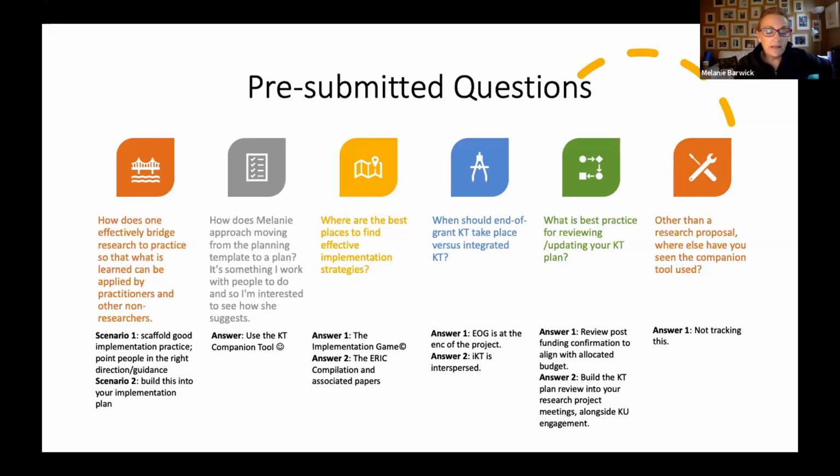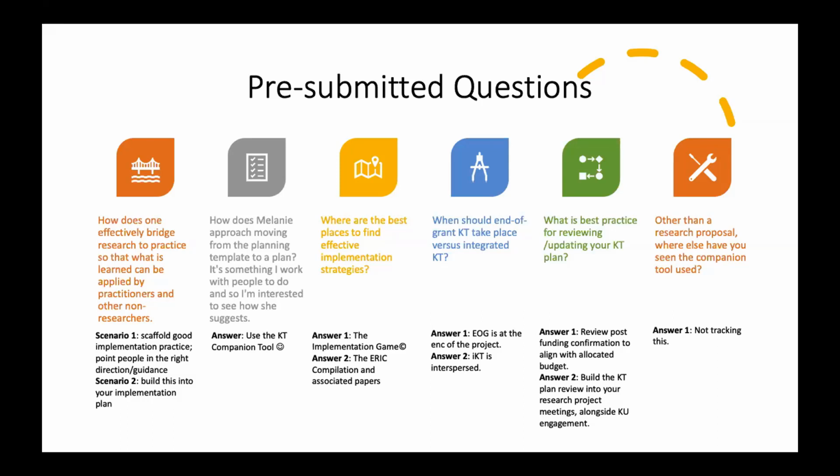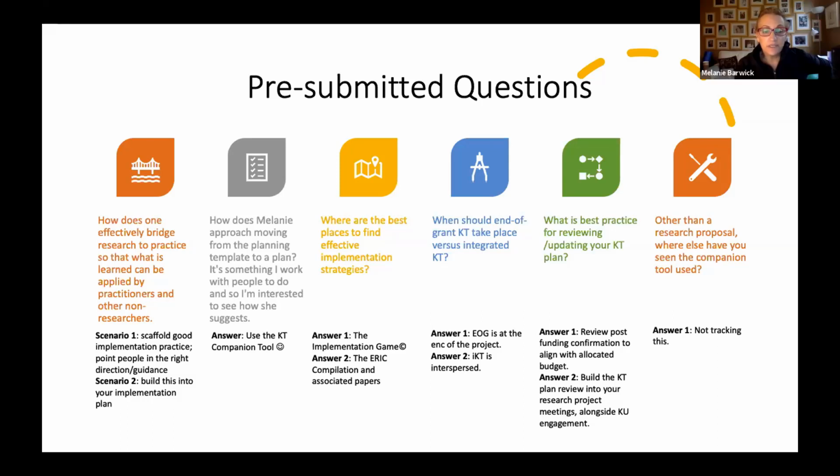So I think question one, how does one effectively bridge research to practice so that what is learned can be applied to practitioners and other researchers? It's interesting because this makes me think of organizations and people who come into the training that I provide who say, look, I work in an organization that does a lot of dissemination. They have a knowledge translation program, but we are not mandated or equipped to support people to make practice change based on what we're telling them. And that happens a lot for advocacy organizations and specific types of health provider organizations.